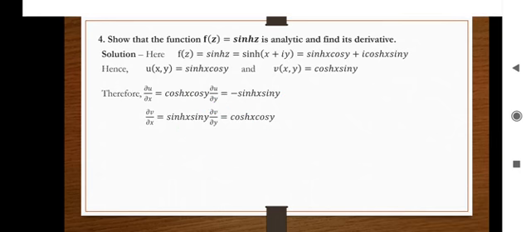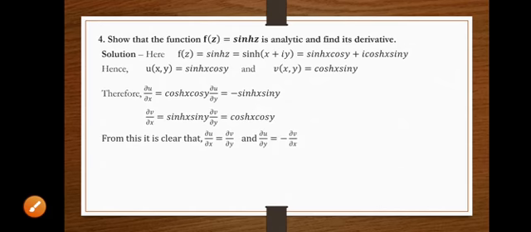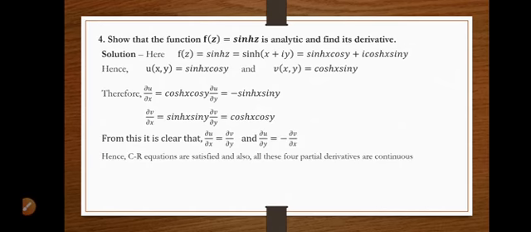So here the CR equations are satisfied, and hence we can say that this function f of z is an analytic function, and also these 4 partial derivatives are continuous partial derivatives. So with these two conditions satisfied, we can say the given function is an analytic function. Now the part left is to find its derivative.